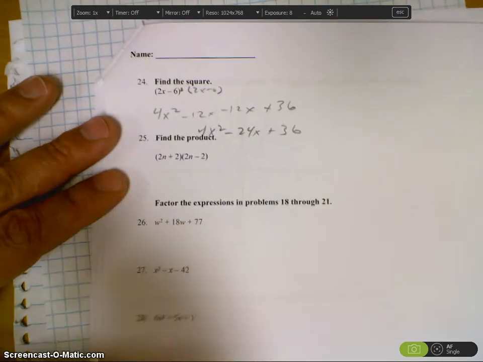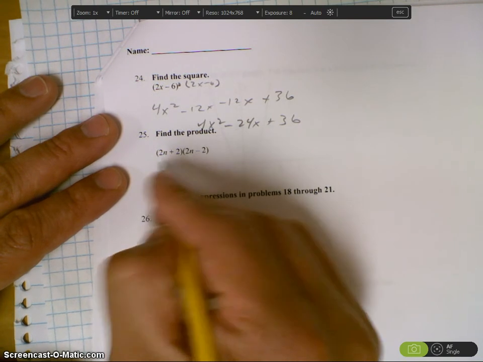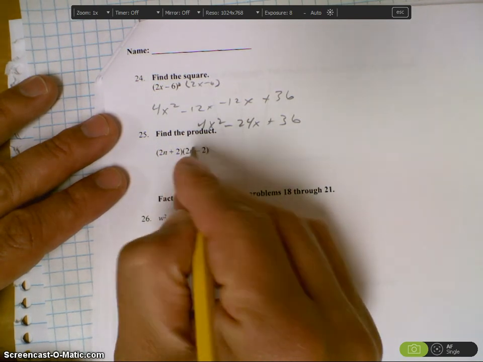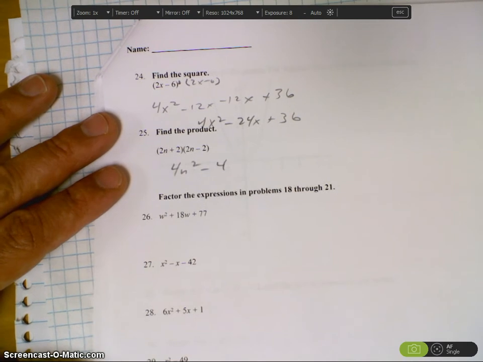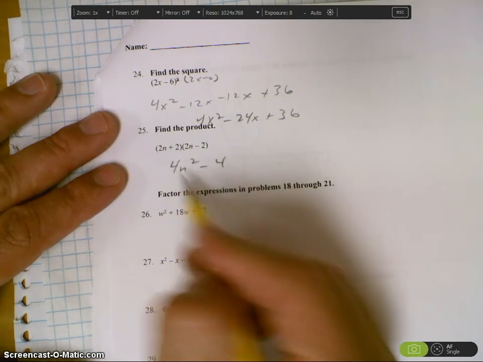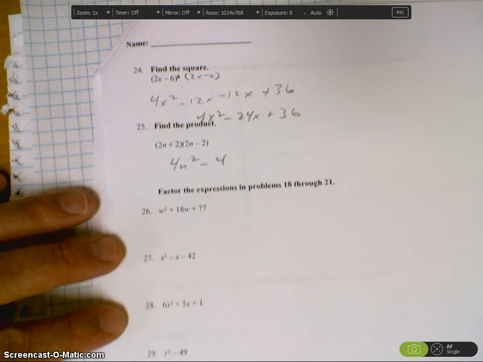All right. This is a difference of two squares, so the shortcut is to just do the first and the last, which is 4n squared minus 4. If I FOIL this, my outer and inner will cancel out, and I'll still get the 4n squared minus 4.